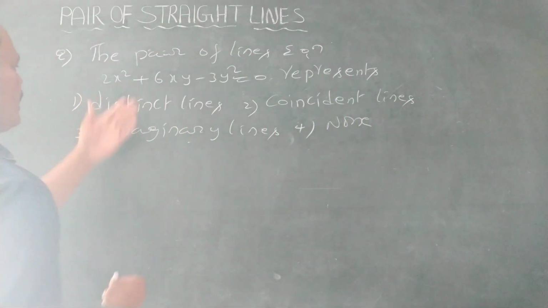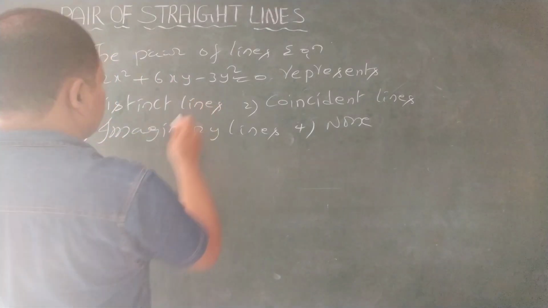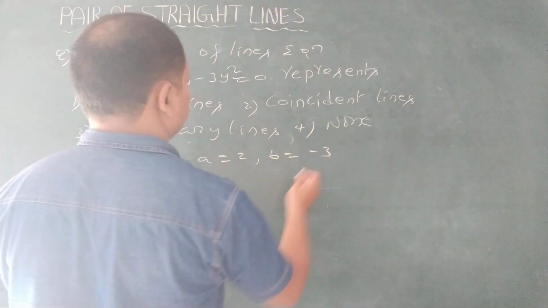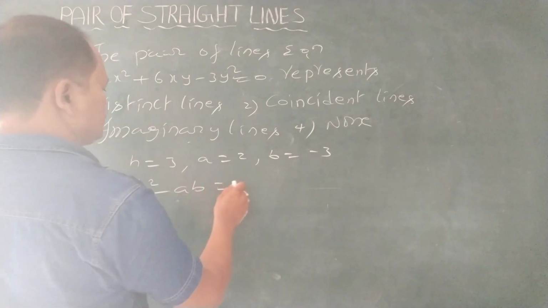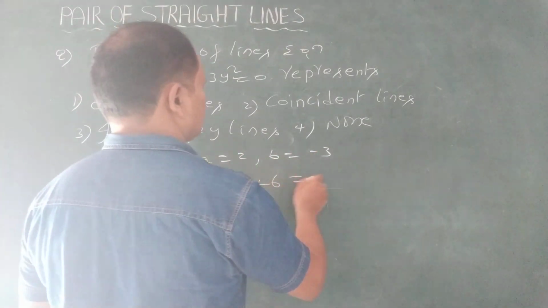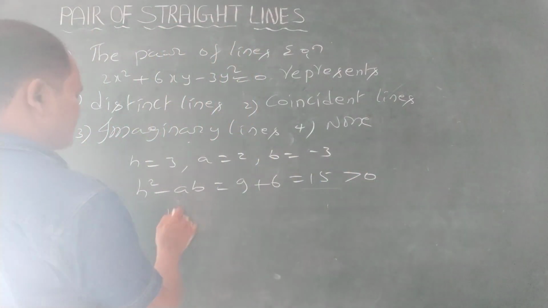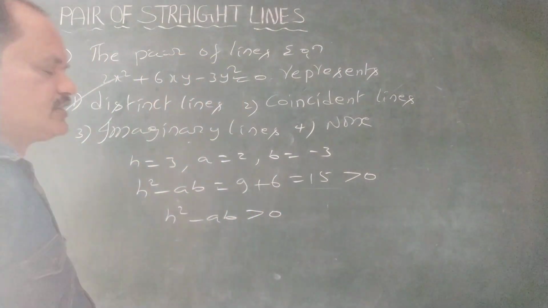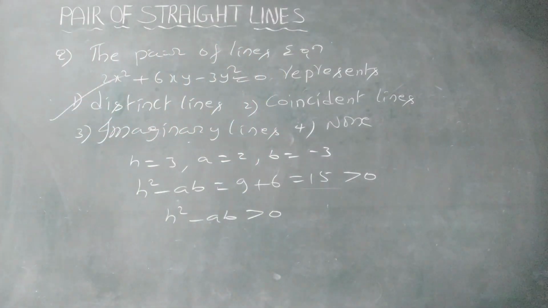Now we are going to h. What is h? Half of the xy coefficient, that is 3, and a is 2 and b is minus 3. What is h? 3. What is a? 2. What is b? Minus 3. Now the formula h square minus ab: h square is 9, minus ab, minus into minus plus 6. That's why it is 15. 15 is positive. That's why h square minus ab is greater than 0, which represents distinct lines. That's why the first option is correct. Now we are going to one more question depending upon this concept.